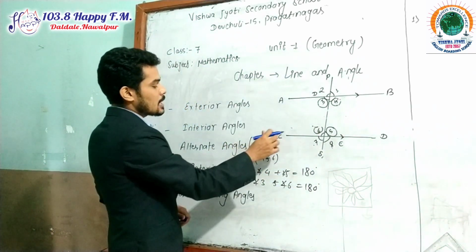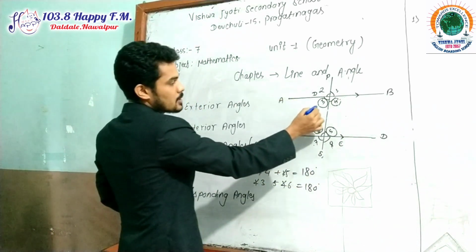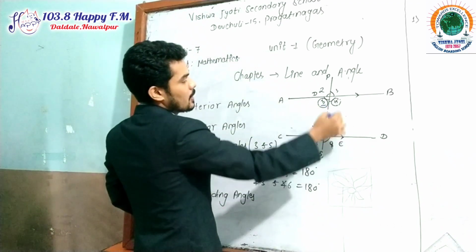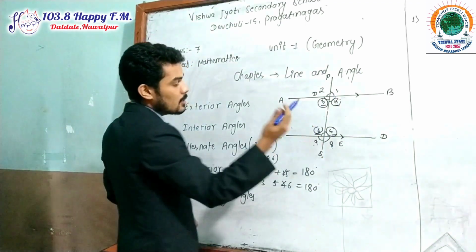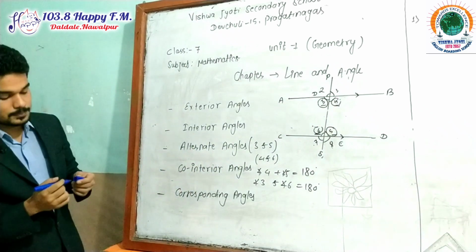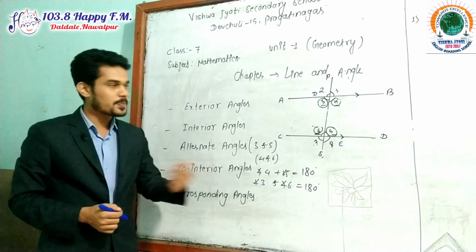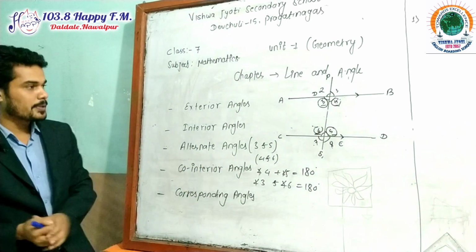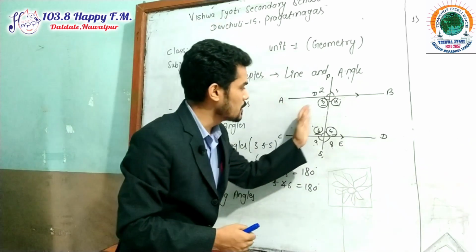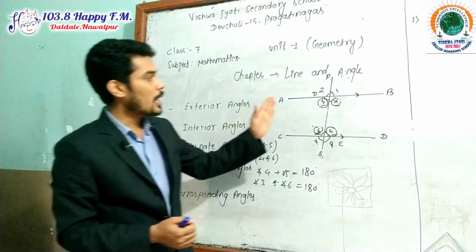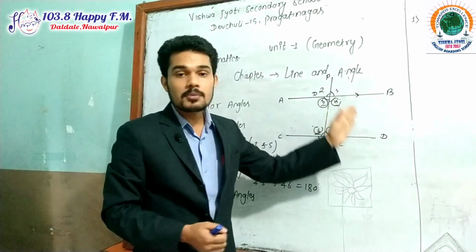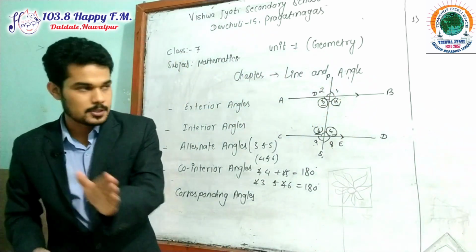Similarly, alternate angles are equal. The measurement of angle 3 and angle 5, similarly 4 and 6, are equal to each other. Now let us talk about the corresponding angles. What are corresponding angles? Corresponding angles means angles which are formed on the same side of the transversal.